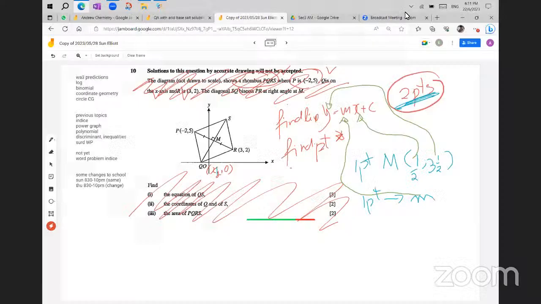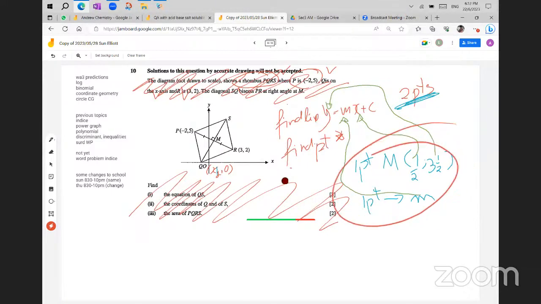I have 2 points, I can find a line. Alternatively, I can have what? Gradient and 1 point. All right. Now, let me show you how to find the gradient.